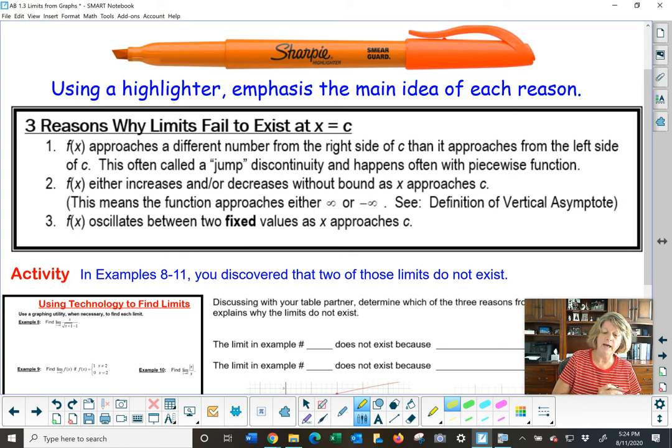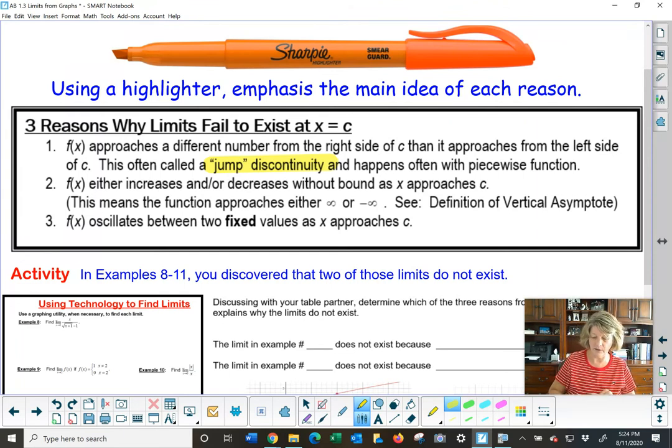So for number 1, f of x approaches a different number from the right side of C than it approaches from the left side of C. If that's the case, we get this thing called a jump discontinuity. It happens often with piecewise functions. We also saw it on, I'm not going to give it away because that's what we do in the bottom part. Okay, we'll hold on to that thought.